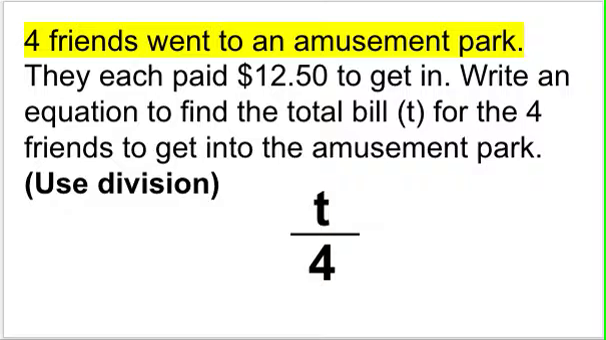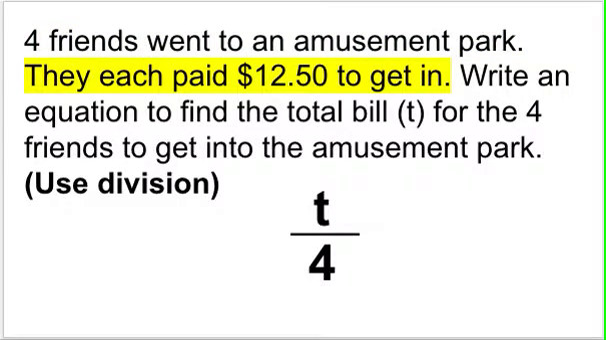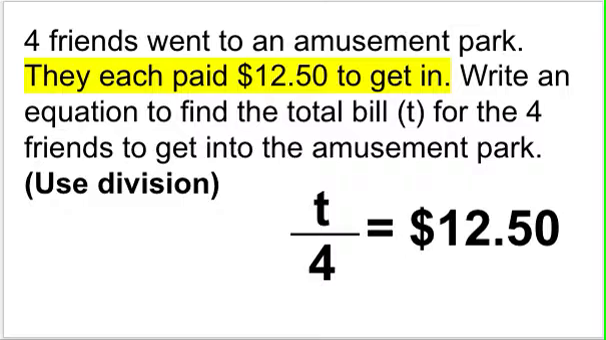Okay, so once again, T is how much it costs total. The 4 is the 4 friends, so we're dividing it by 4. Now, let's go back into the story problem and see if there's something else that we need to look for. It says they each paid $12.50 to get in. So that's how much it's going to cost each friend to get in. So what I do there is that's what it's going to equal, $12.50.